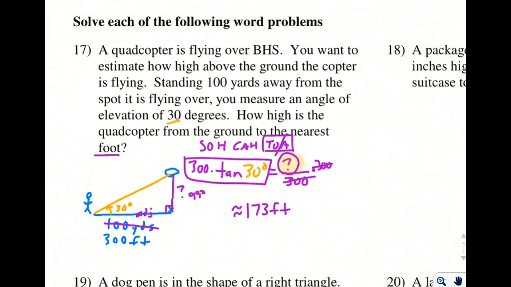So the answer to the question, how high is the quadcopter from the ground to the nearest foot, is 173 feet above the ground.